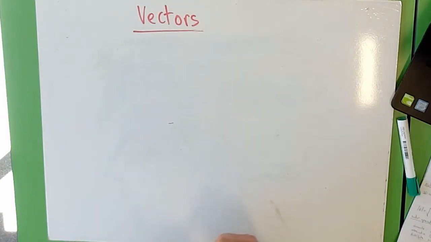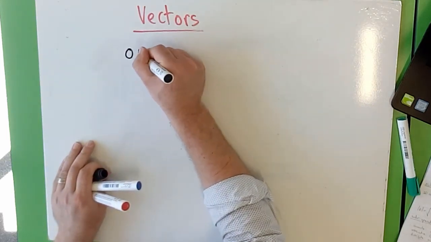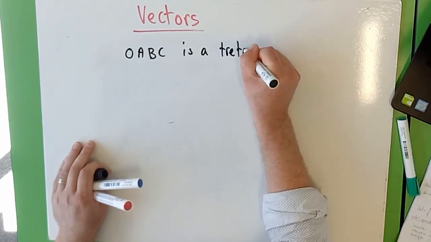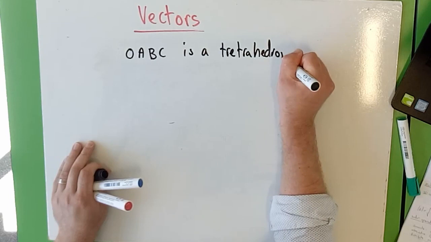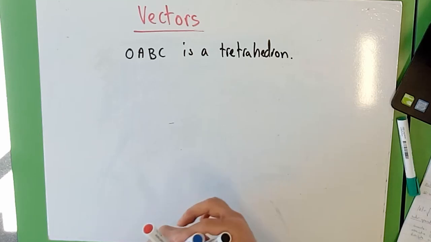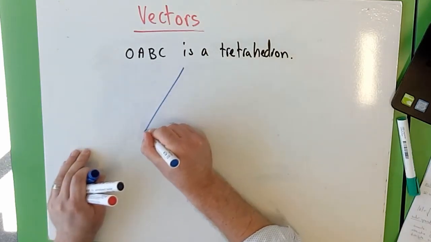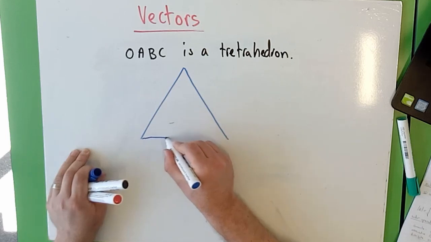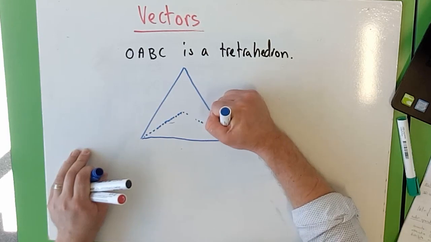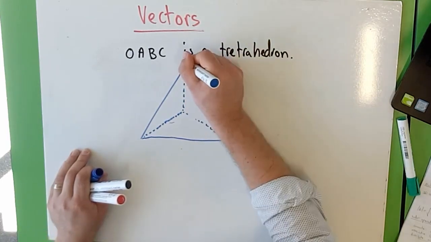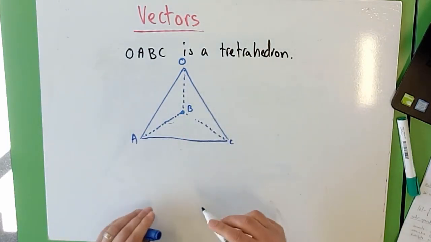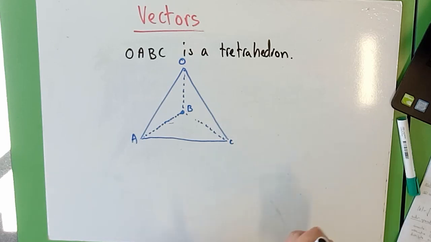Let's say OABC is a tetrahedron, the first platonic solid. What a great shape the tetrahedron is. So I'm going to draw a tetrahedron here. Here's this face here, and I'm going to call this O, A, I'll call this one B, and C. See my tetrahedron sitting there.